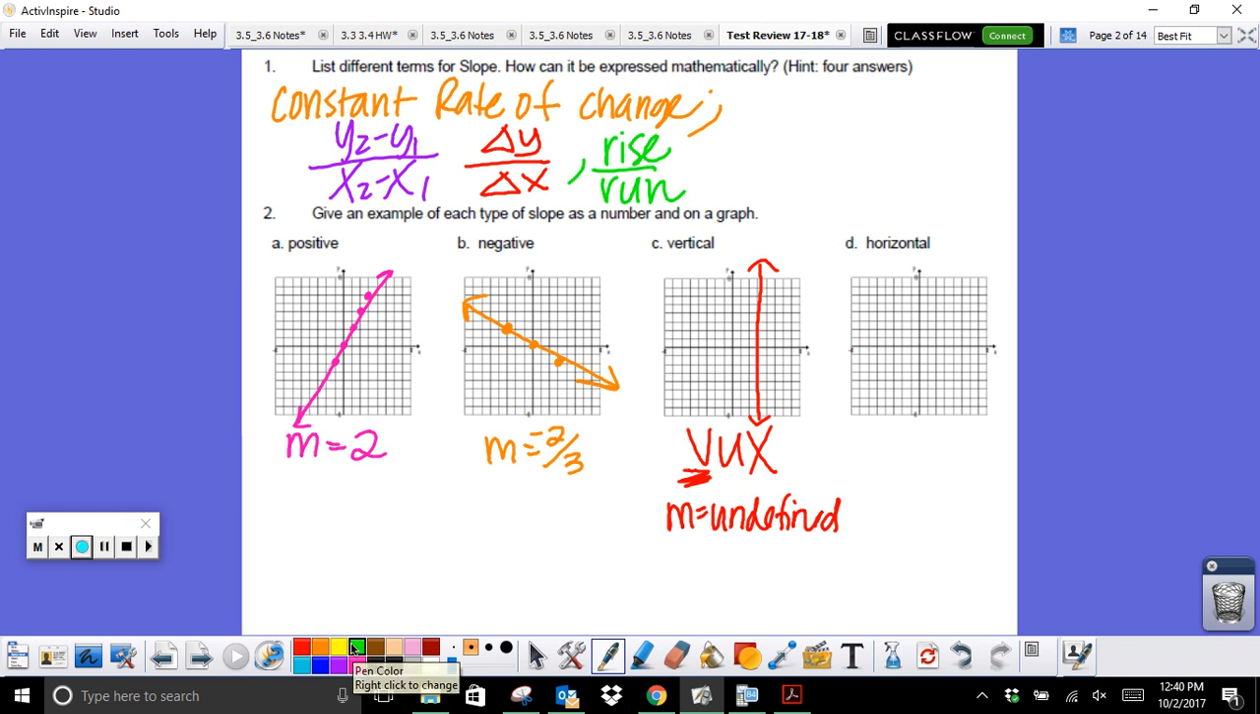And then for a horizontal line, any horizontal line, I'm going to think HOY. And my slope is going to be 0. So in this case, m is 0.